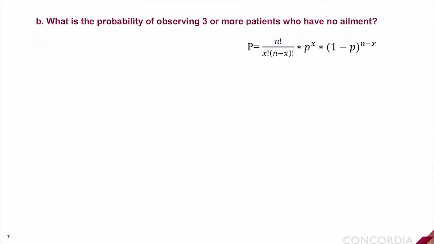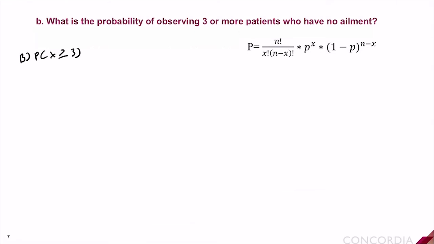B. What is the probability of observing 3 or more patients who have no ailment? This question is very similar to A, but the key difference being that in A, they were asking us for the probability of exactly 3 patients having no ailment, while in B, they're asking us for the probability of observing 3 or more patients who have no ailment. B would be the probability of X being greater than or equal to 3.